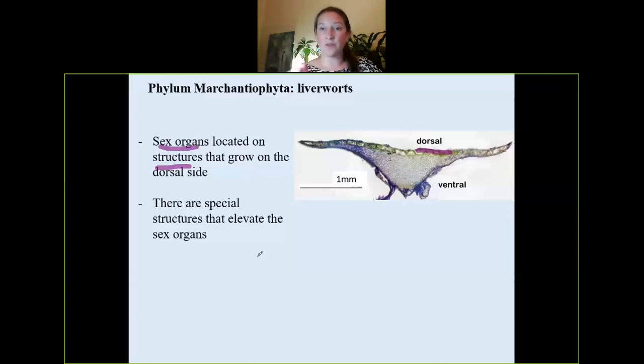And in the case of liverworts, we have a new structure to talk about, because the sex organs in liverworts are grouped into specific structures that we did not see in the mosses. And actually, we won't see them in the hornworts. Liverworts are the only plants that have these structures that elevate the sex organs. So let's talk about them.